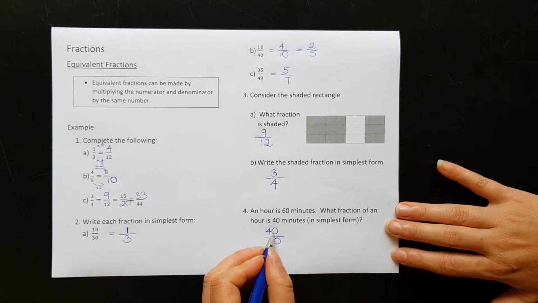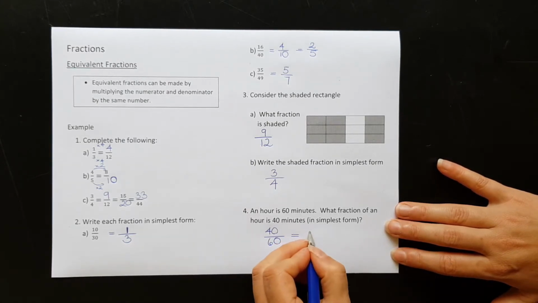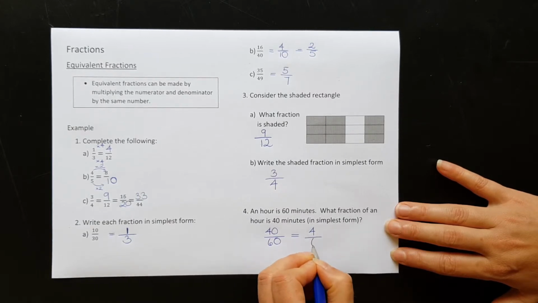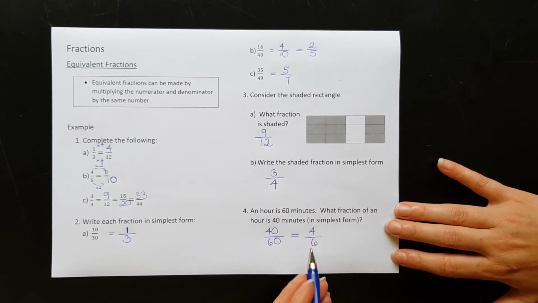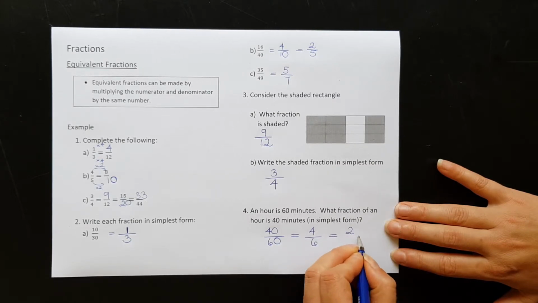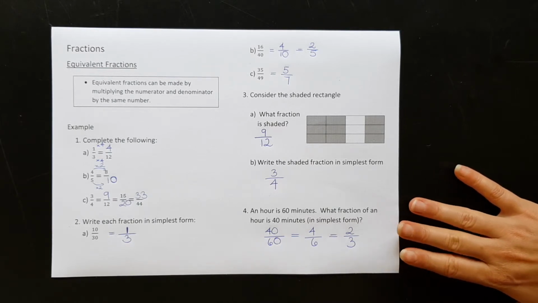Now with the zeros on the end, that means we can divide by 10. Dividing by 10 means I would get 4 on the top, and to divide this by 10, I would get a 6. But both being even numbers here, I can divide that some more. I can divide by 2. 4 divided by 2 is 2, and 6 divided by 2 is 3. And that would be the simplest answer, the simplest form of 40 over 60.